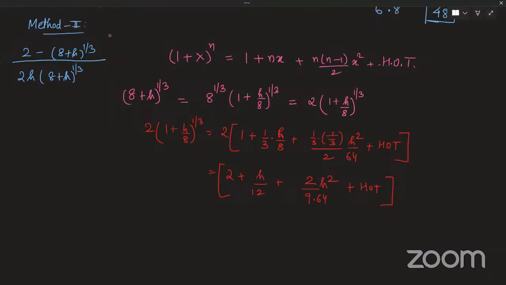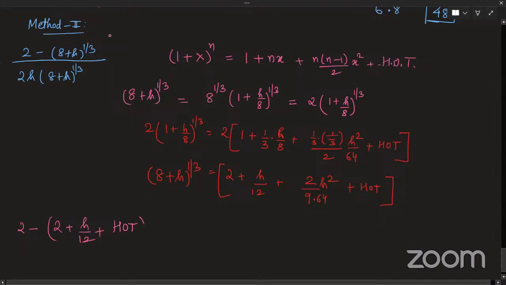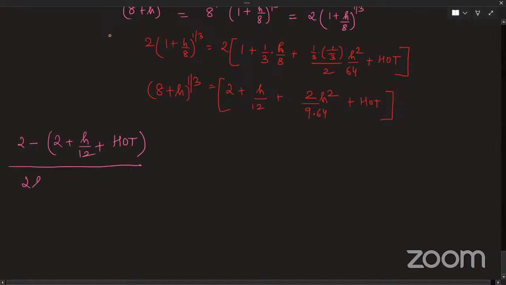And higher order terms. Fine. So you can just replace this thing with this thing, like this whole (8 plus h) to the power of 1 by 3. This is what we have. So in place of this, you can just write this thing. So I have 2 minus (2 plus h by 12, and I'll just keep all of these as higher order terms) divided by 2h into (8 plus h) to the power of 1 by 3.